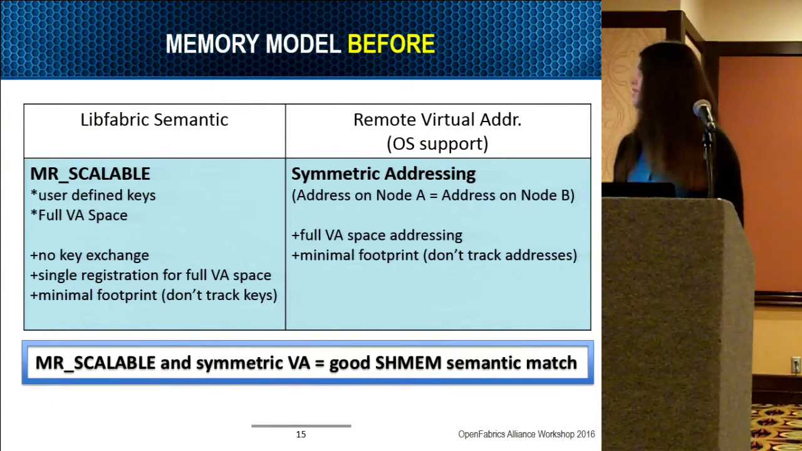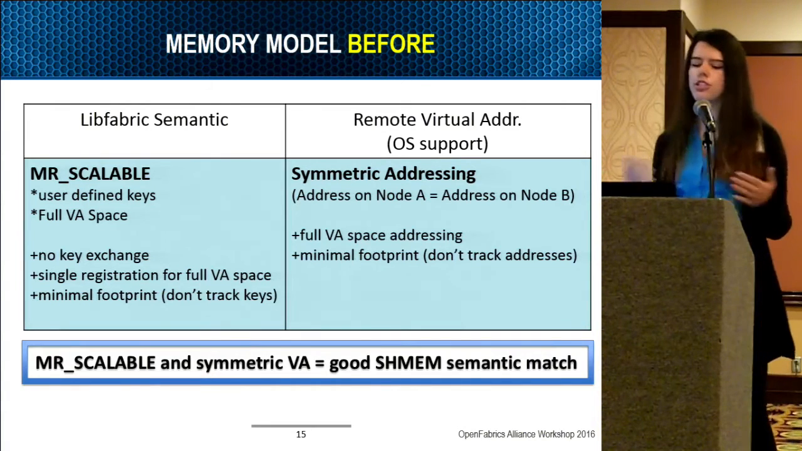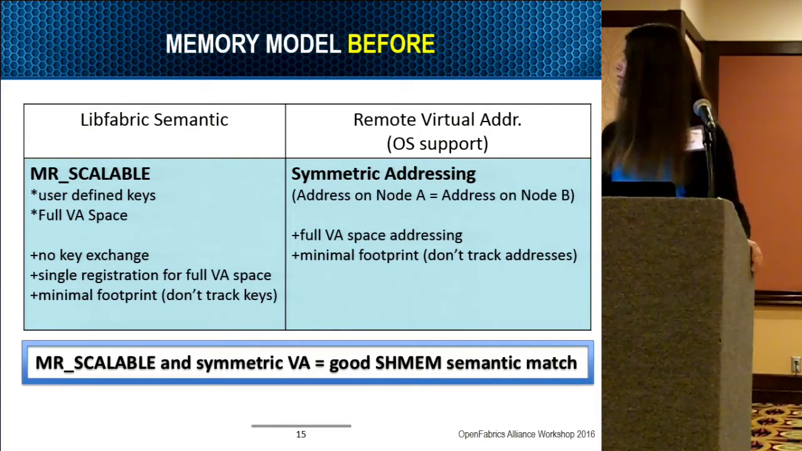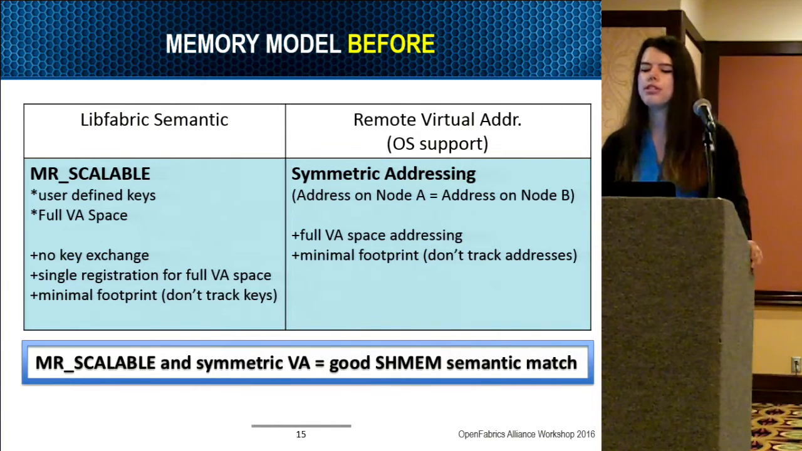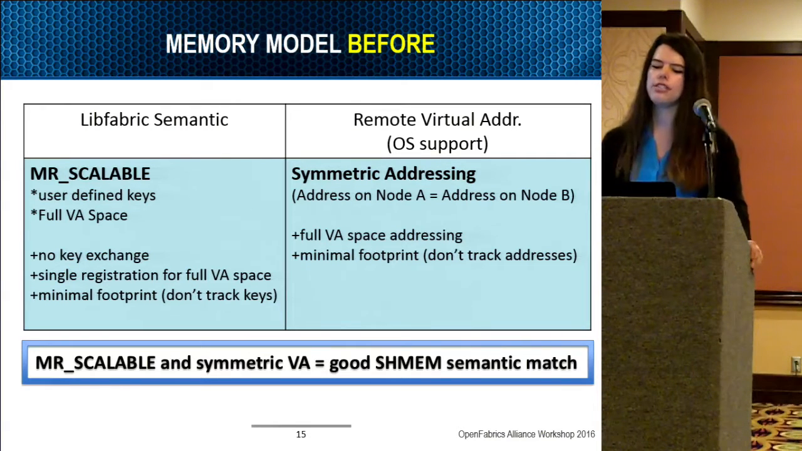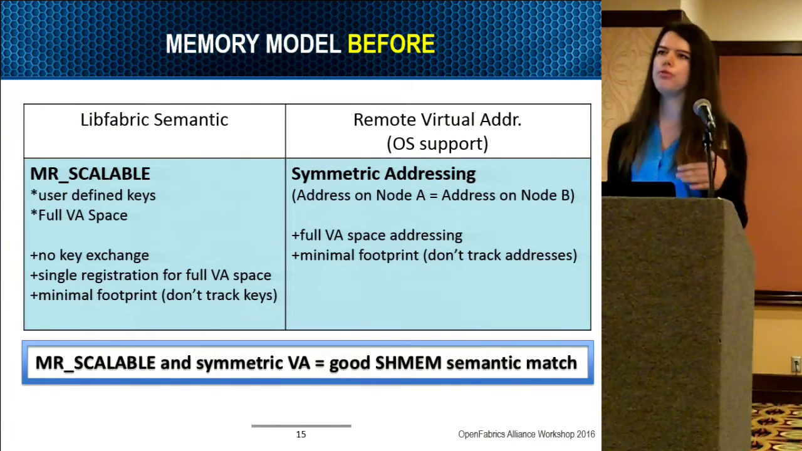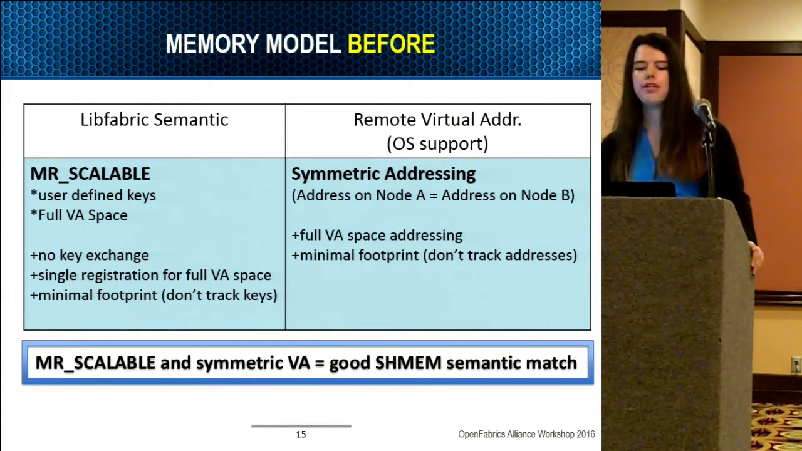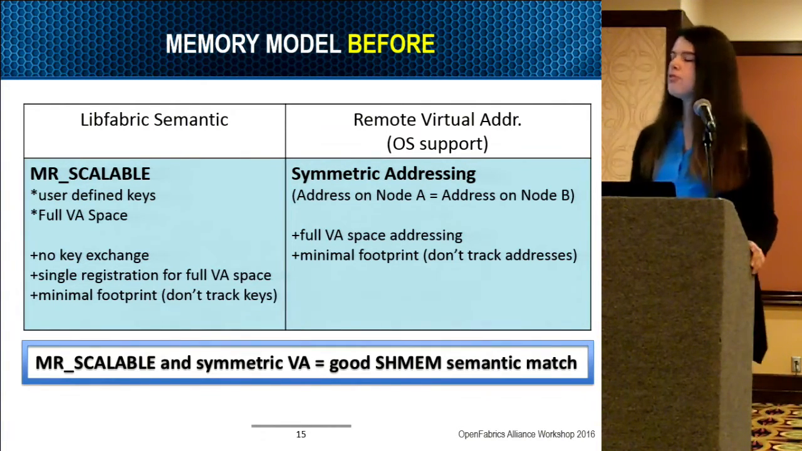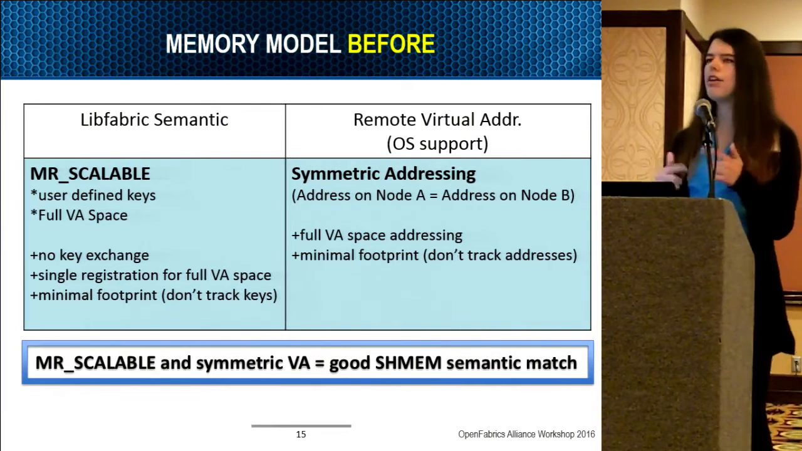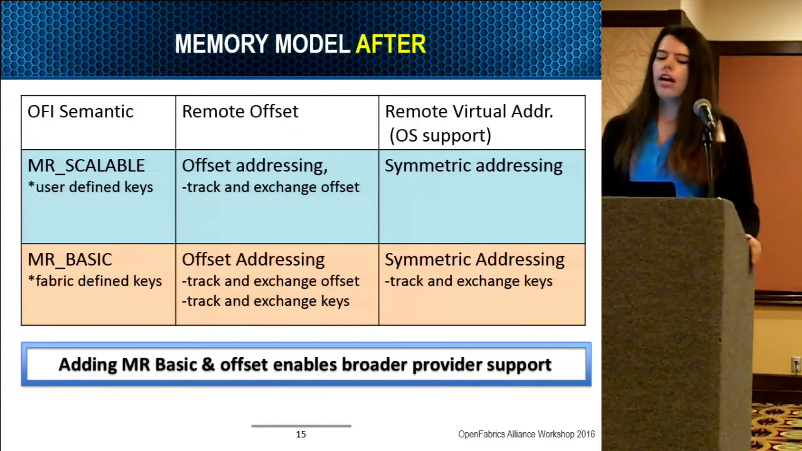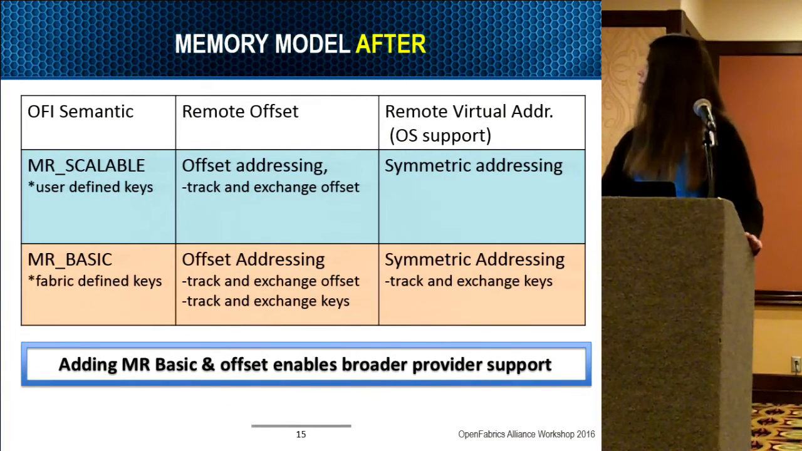The other thing to note with this is it's a very minimal footprint. You're no longer exchanging keys, no longer tracking offsets or memory region pinnings. Furthermore, there was also an assumption that the OS could support symmetric addressing. When we mapped the symmetric heap, we assumed that it was going to be symmetric across processing elements. Again, a great match for SHMEM, and a very minimal footprint. You don't have to track the offset per processing element when you're trying to communicate. However, it's not the most portable at this time.